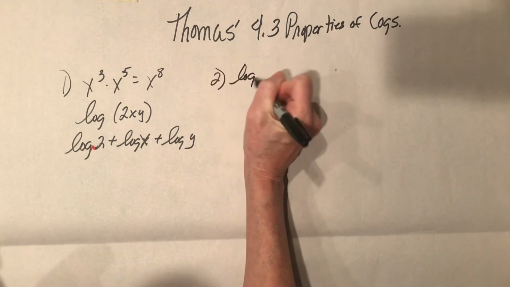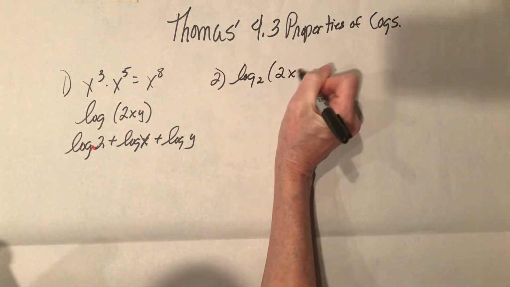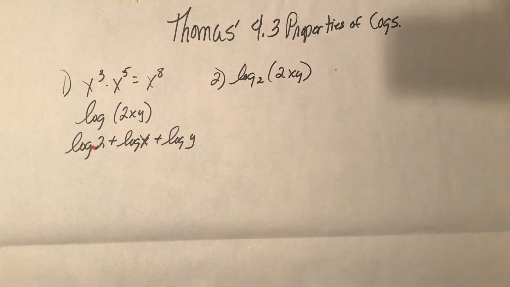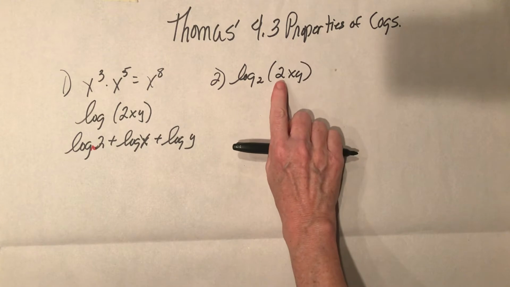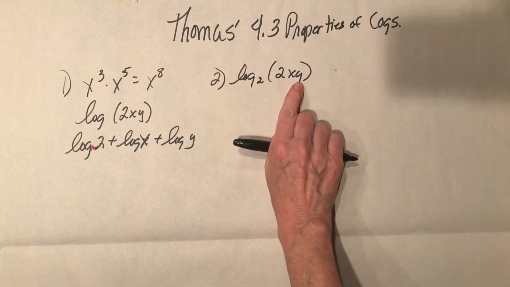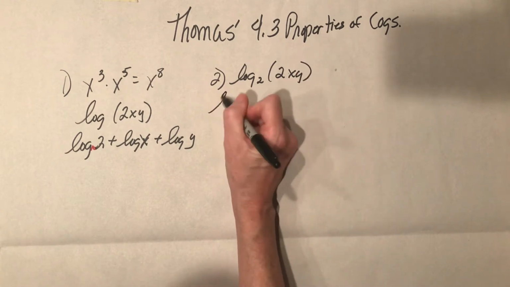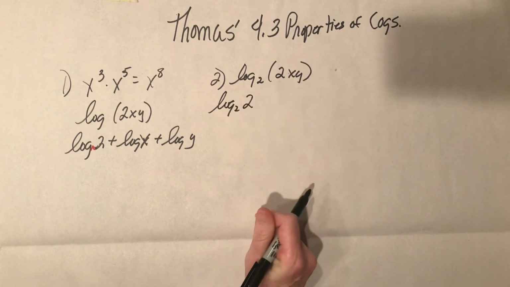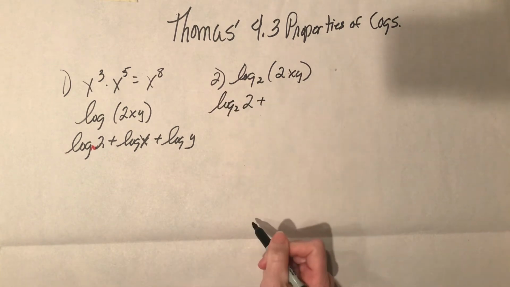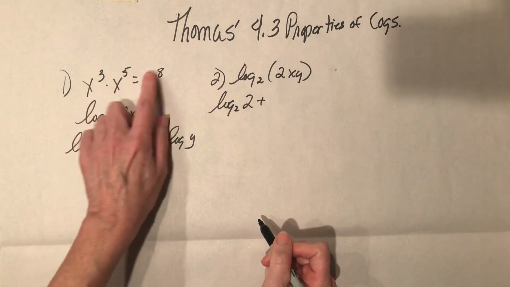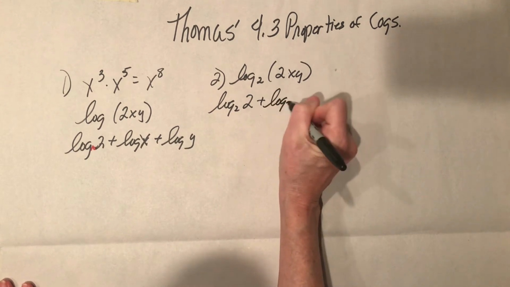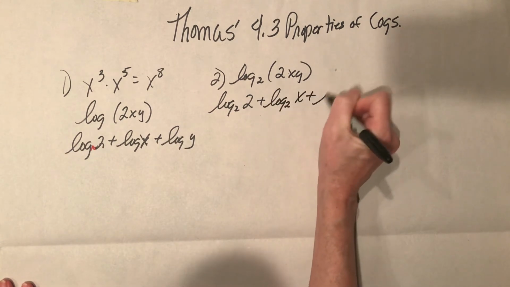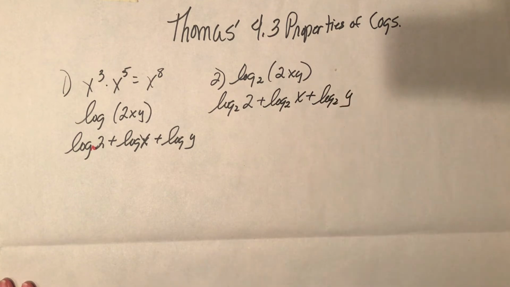We've got log base 2 of 2 times x times y. And so we're going to do the same kind of thing. The product property allows us to separate this product into sums. So we would say the log base 2 of 2 plus, because multiplication is the same thing as addition in exponents and in logs, log base 2 of x plus log base 2 of y.